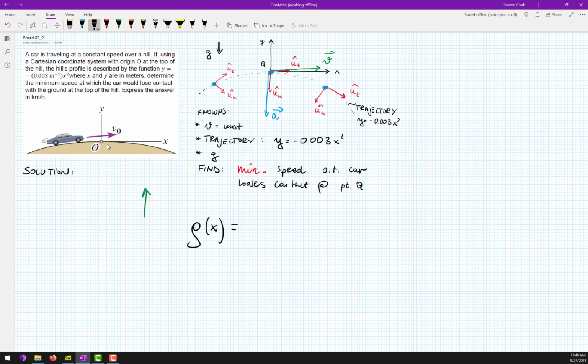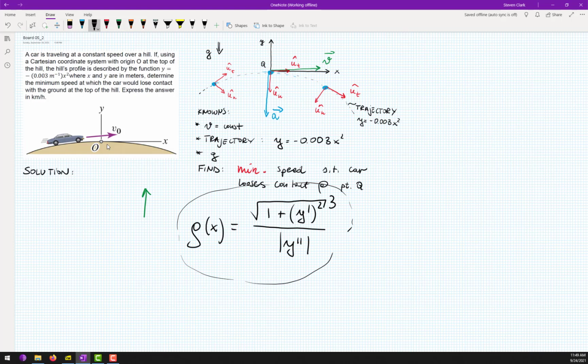Rho as a function of x equals the square root of 1 plus y prime squared, to the power of 3, divided by the absolute value of y double dot, okay? If you solve that problem and look at the solution, you will know exactly how to use this formula. That's why I think it's important to look at that problem. Unfortunately, we didn't have time today to cover that. It's a short problem.